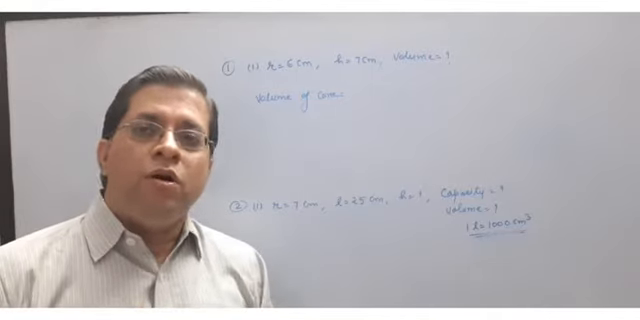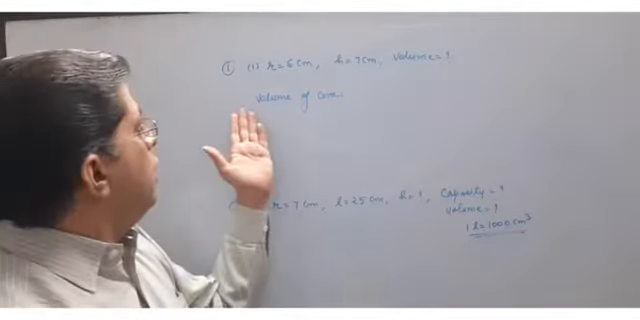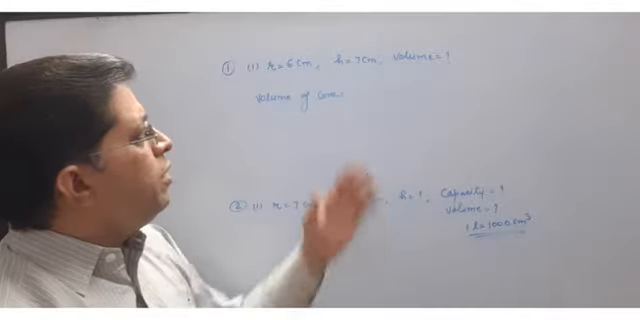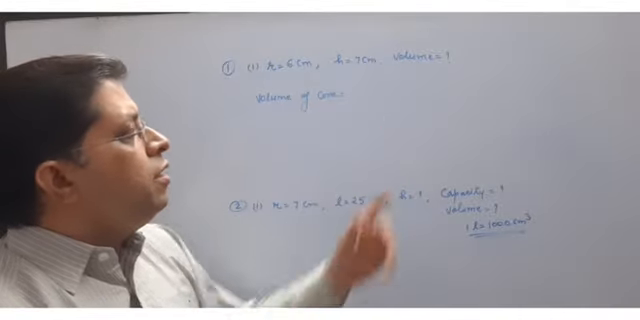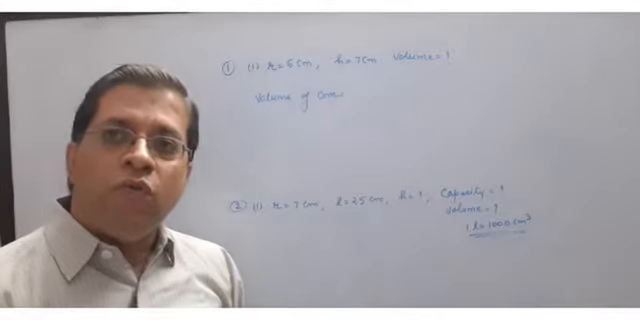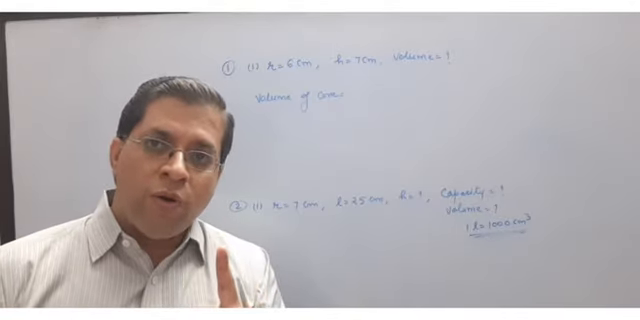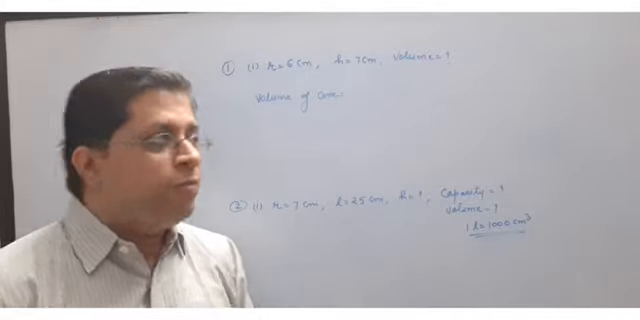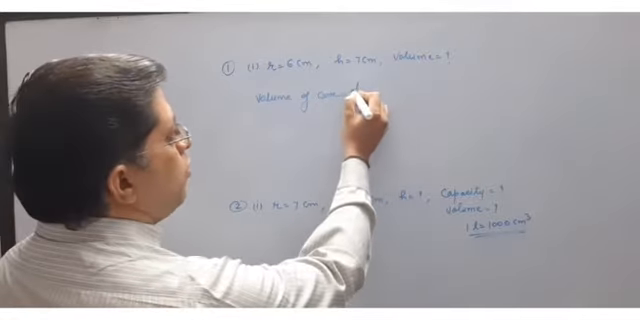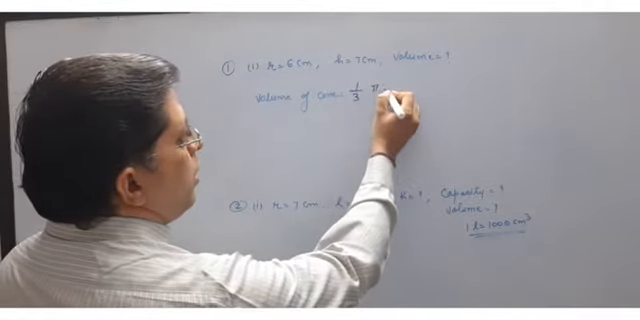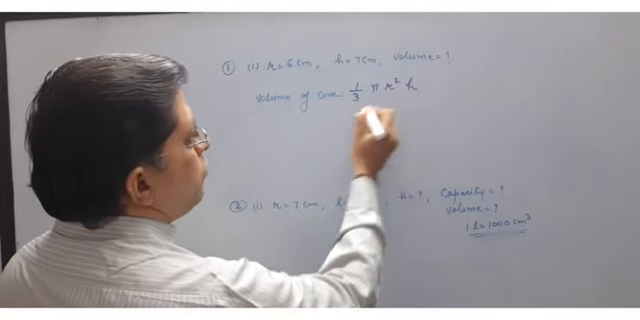Yes. Now come on, first question of it. R is given to you 6 centimeter, H is 7 centimeter, and you have to find the volume of the cone. Okay, what is the volume of the cone? 1 upon 3 pi r square h.